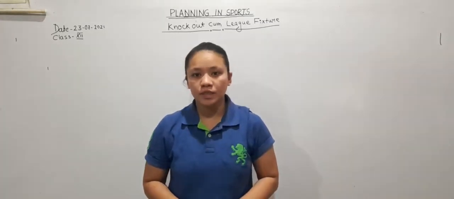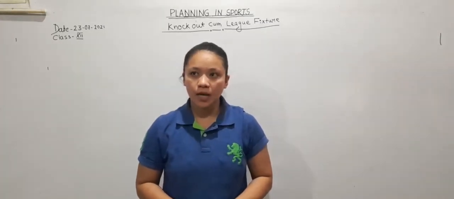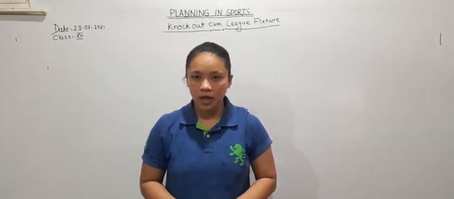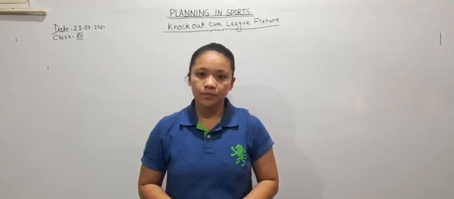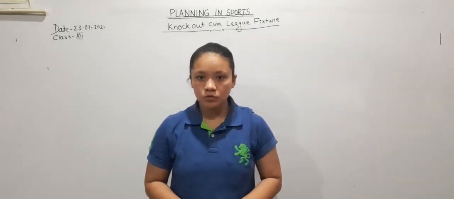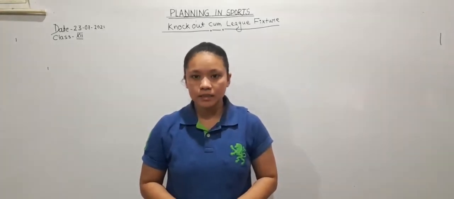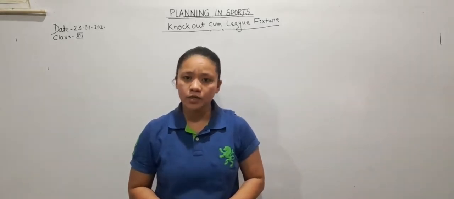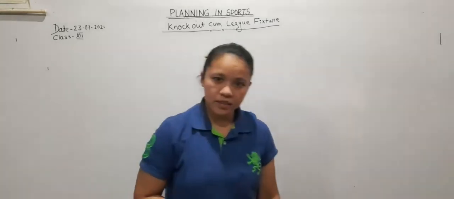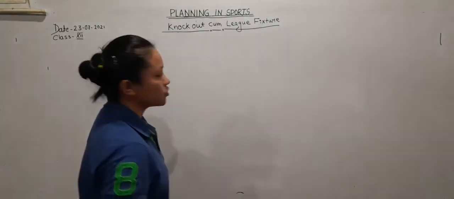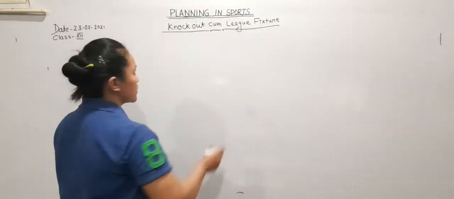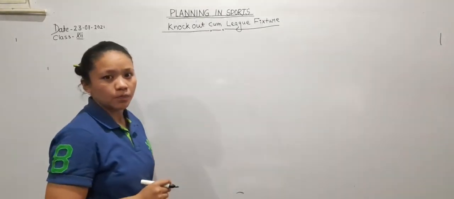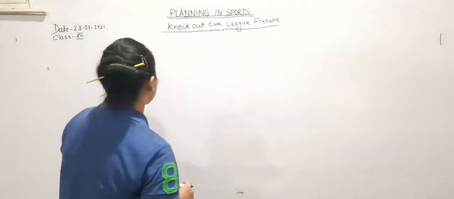Next is the combination tournament. A combination tournament is a combination of knockout and league tournament. It is of 4 types: knockout combined knockout, knockout combined league, league combined league and league combined knockout fixtures. We had already discussed knockout combined knockout fixtures. Next is knockout combined league fixtures. How to draw knockout combined league fixtures?